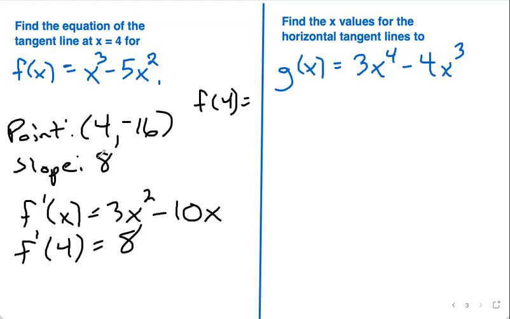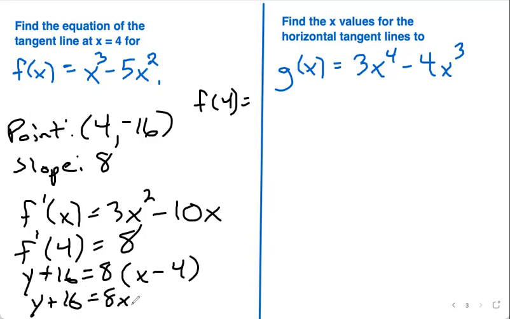Once you have a point and once you have a slope, use point-slope form of a line. I highly recommend doing y minus y1 equals m times x minus x1. That way you can just solve for y. So in this case, y minus my y coordinate, so y minus negative 16 equals m, x minus my x coordinate. Y plus 16 equals 8x minus 32. Subtract the 16 over, and you'll get a final answer of y equals 8x minus 48. Beautiful. There you go.